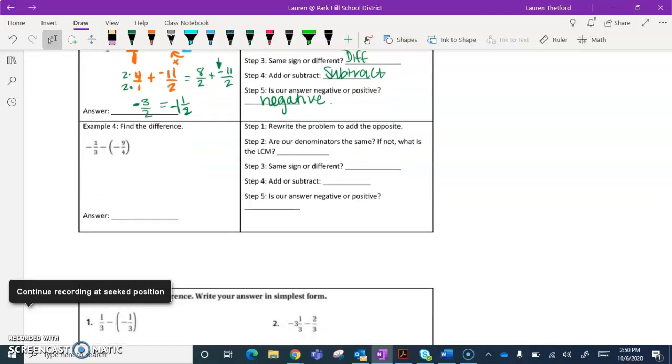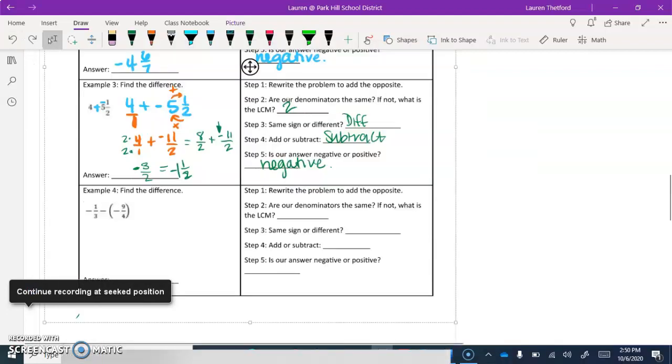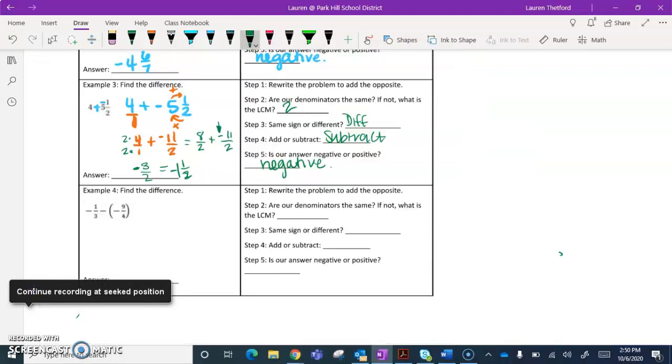All right. Example 4. So rewrite using add the opposite. So many things are happening here. Okay, so we have -1/3. Add the opposite. So we're going to add instead of subtract, and then we add the positive version of that negative fraction. So now we need to make them common denominators. So we are going to multiply by 4 on this side and by 3 on this side.